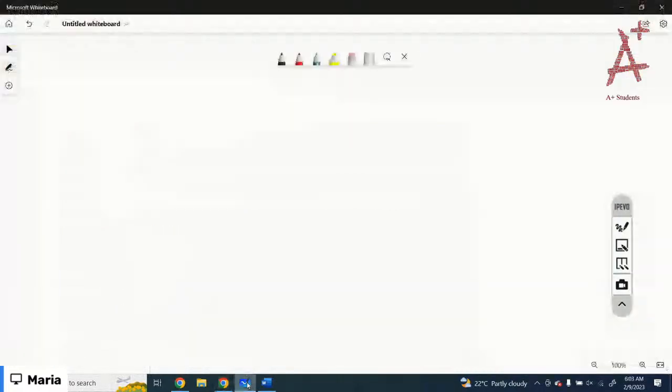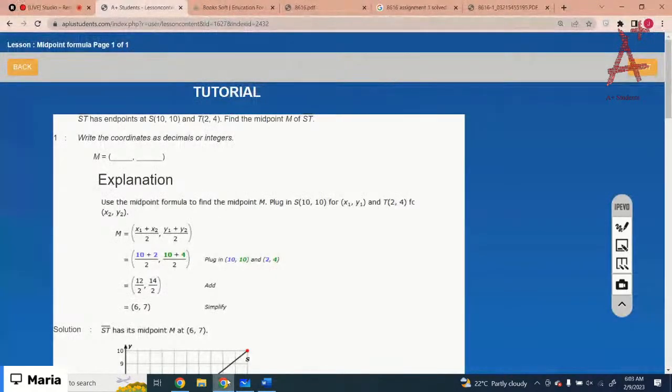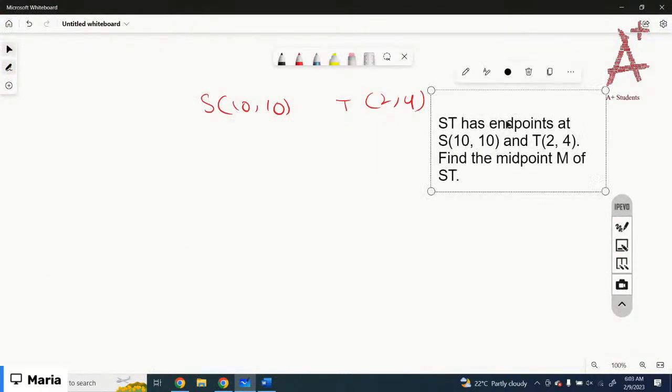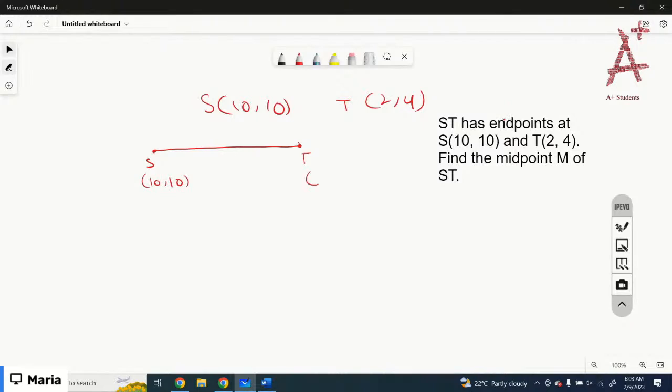You have the point S 10, 10 and T 2, 4. So you have to find the midpoint of ST. Here is the question, we have to find a midpoint. For example, this is a line. Here you have S and here you have T. S has the coordinates 10, 10 and T has the coordinates 2 and 4. So you have to calculate the midpoint. The midpoint is the one that actually divides the line into two equal parts. So that would be the M.